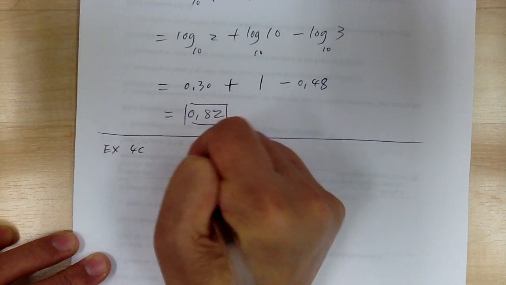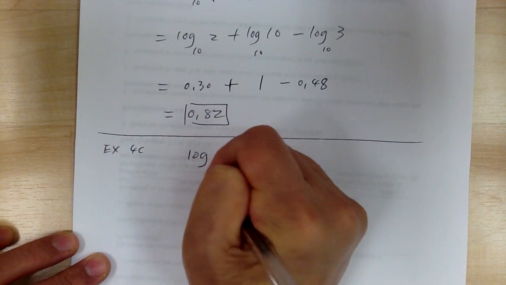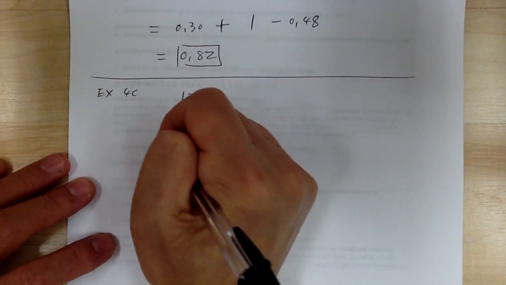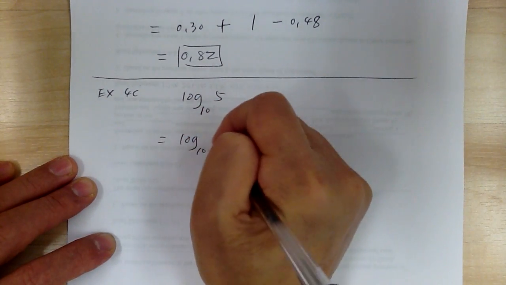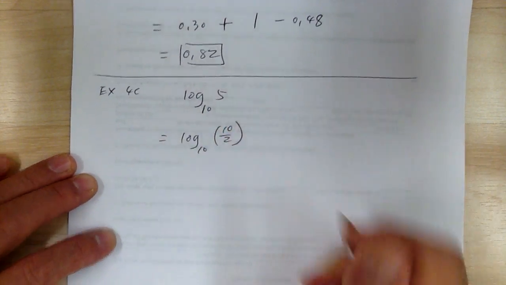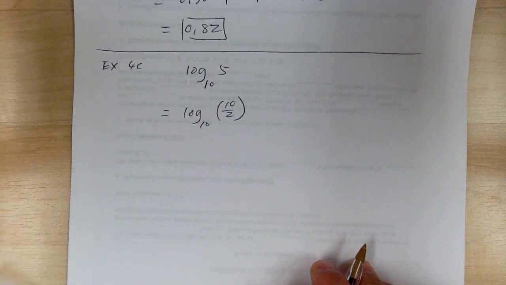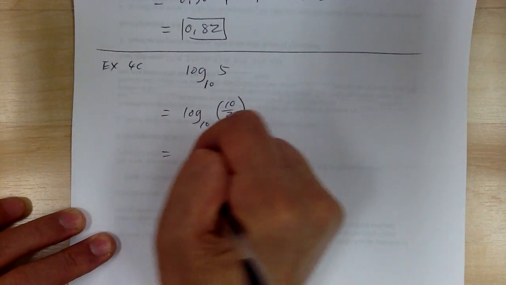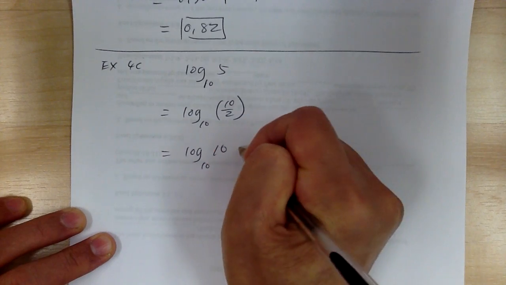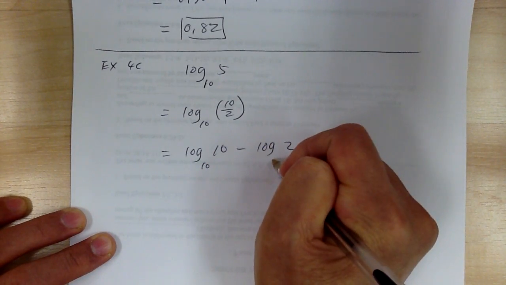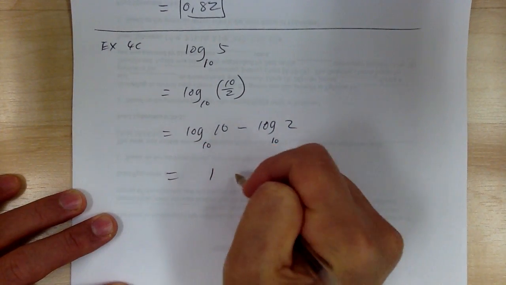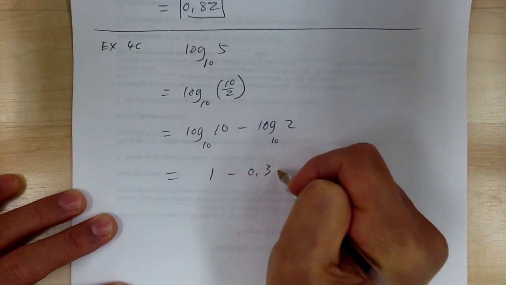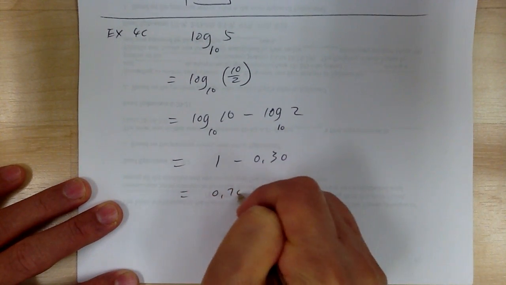Okay, you have log of 5 base 10. So again, you can only use those numbers, so you have to do this. So 5 is equal to 10 over 2. Right? You can only use 2, 3, and 10. And so this will equal log 10 minus log of 2. And so this is equal to 1 minus 0.30. So this is equal to 0.70.